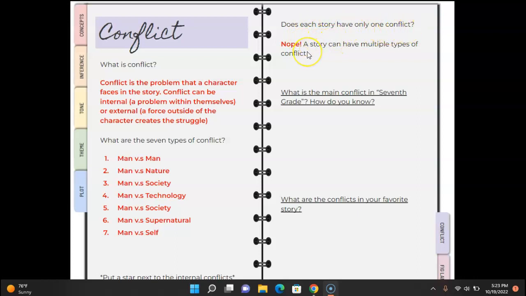Then lastly, does each story have only one conflict? Nope, a story can have multiple types of conflict. And then I have 2 questions for you. What do you think is the main conflict in 7th grade, and how do you know? And then what are the conflicts in your favorite story?